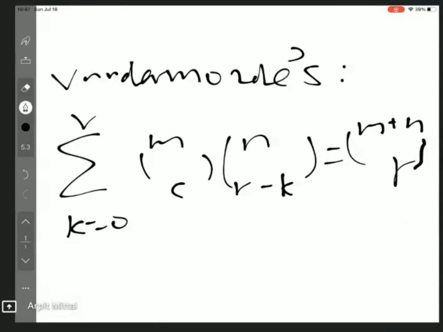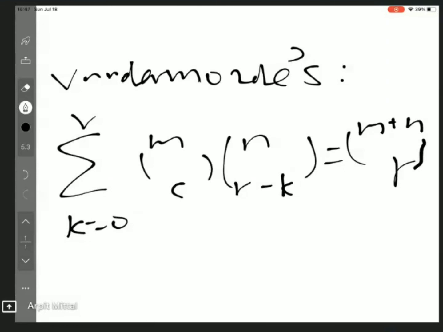Let's say we have m boys and n girls. We need to form a committee of r people. So then the left side, think of it this way. We can pick k boys, and then if we pick k boys, we have to pick r minus k girls, because there have to be r people on the committee, right? So then this can be for any case.